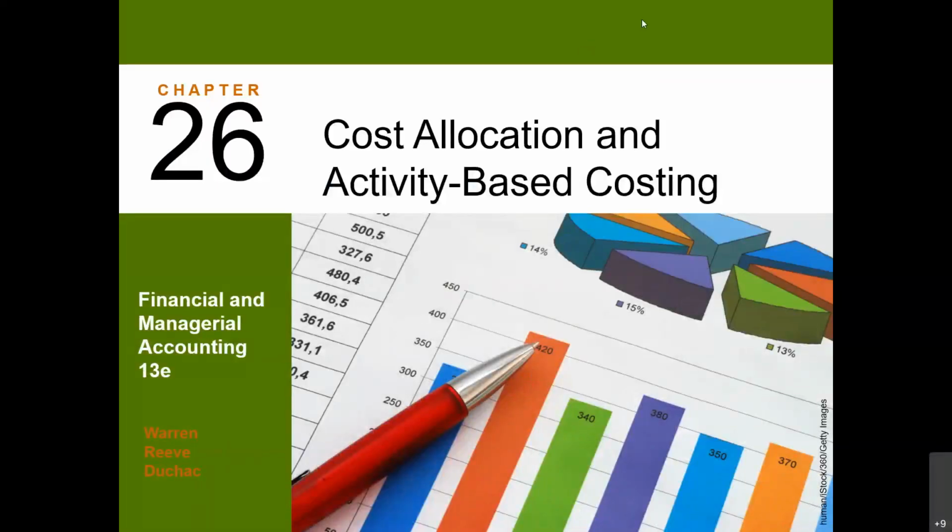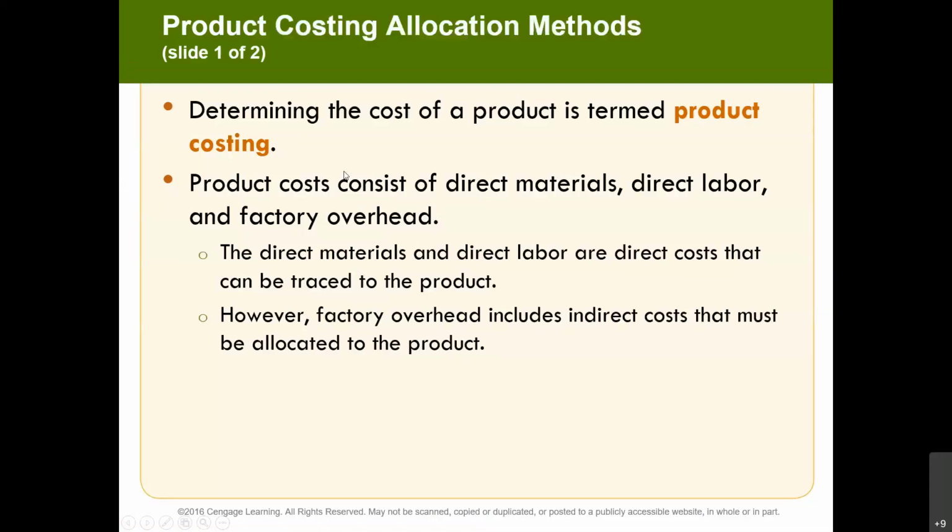Okay, so this chapter covers one of my favorite topics, cost allocation and activity-based costing. These are managerial accounting concepts that we apply to finance in ways where we look at the overall costs and allocate our overhead. And so that is really the concept of activity-based costing and cost allocation. So there's a couple of methods for cost allocation that I want to discuss.